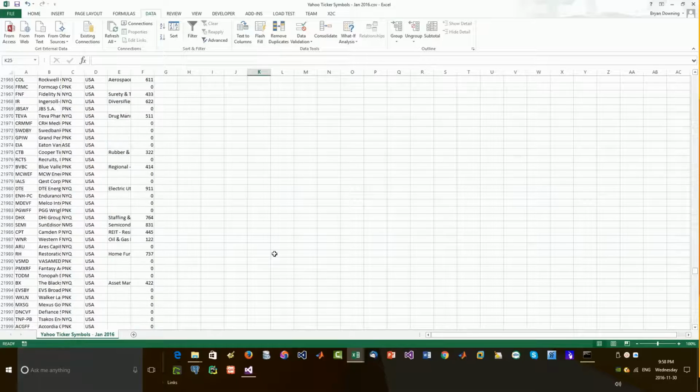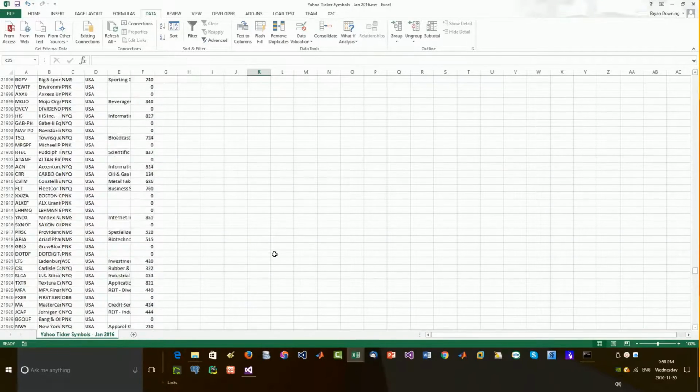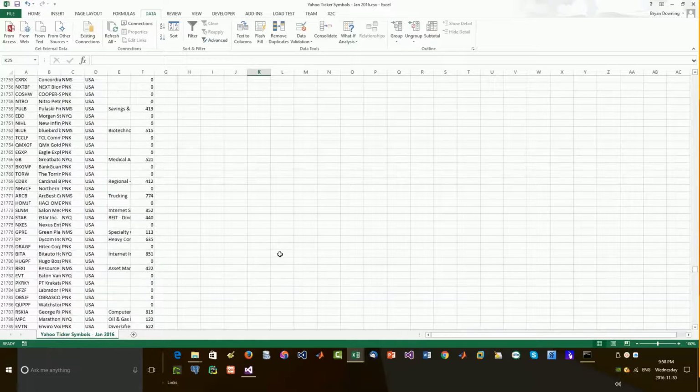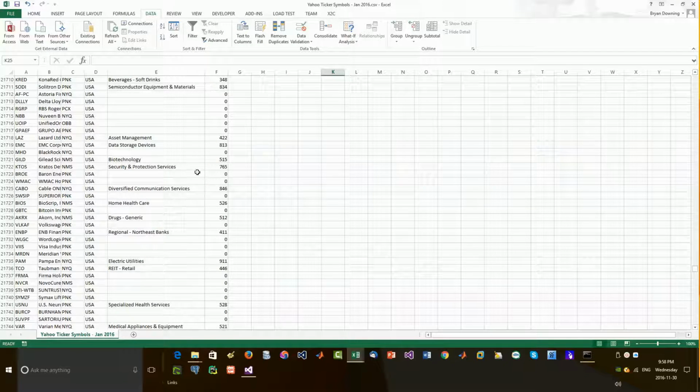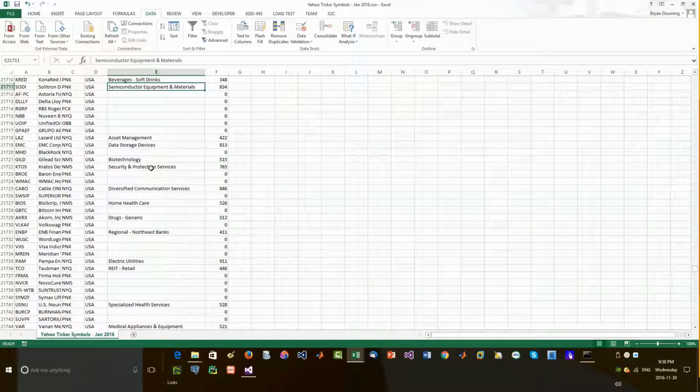Okay, so let's talk about the US stock market. Here you're looking at a spreadsheet that I've got of all the stocks available out there in the US markets, ranging from the pink sheets to New York to NASDAQ and a whole pile of other ones. They can be segregated into different categories: beverages, soft drinks, semi equipment, materials, asset management, so on and so forth. And they also have an associated code with them.